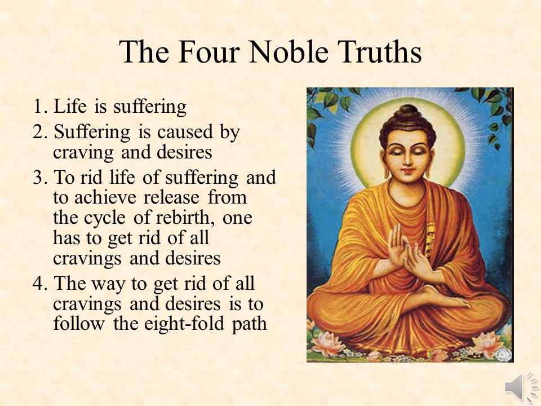The main ideas about Buddhism were embodied by the Buddha, who was the first person to achieve enlightenment. He stressed the importance of the Four Noble Truths, which are as follows. 1. Life is suffering. 2. Suffering is caused by cravings and desires. 3. To rid life of suffering and to achieve release from the cycle of rebirth, one has to get rid of all these cravings and desires. 4. The way to get rid of these cravings and desires is to follow the Eightfold Path.